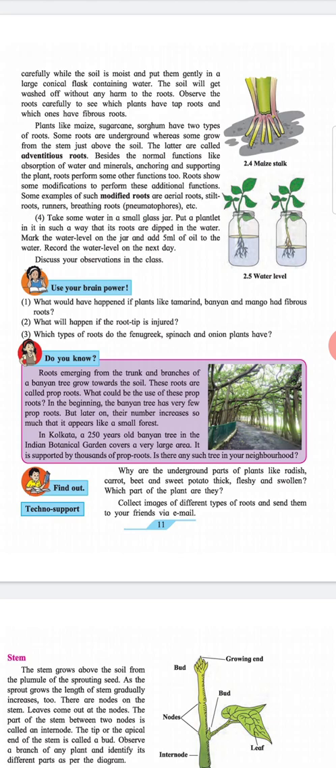Plants like maize, sugarcane, sorghum have two types of roots. Some roots are underground, whereas some grow from the stem just above the soil. The latter are called adventitious roots. Besides the normal functions like absorption of water and minerals, anchoring and supporting the plants, roots perform some other functions too. Roots show some modification to perform these additional functions. Some examples of modified roots are aerial roots, stilt roots, runners, breathing roots (pneumatophores), etc.